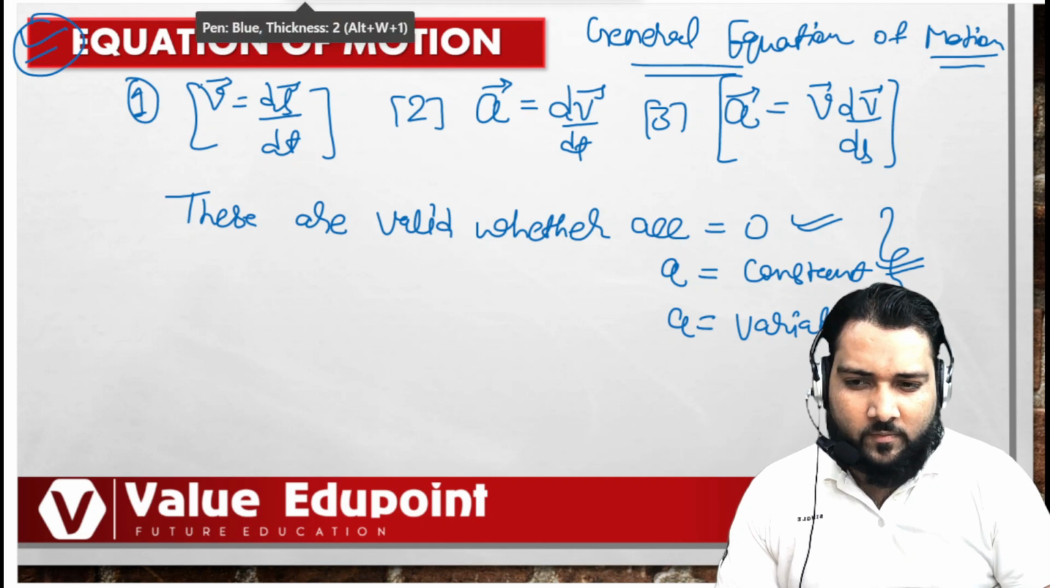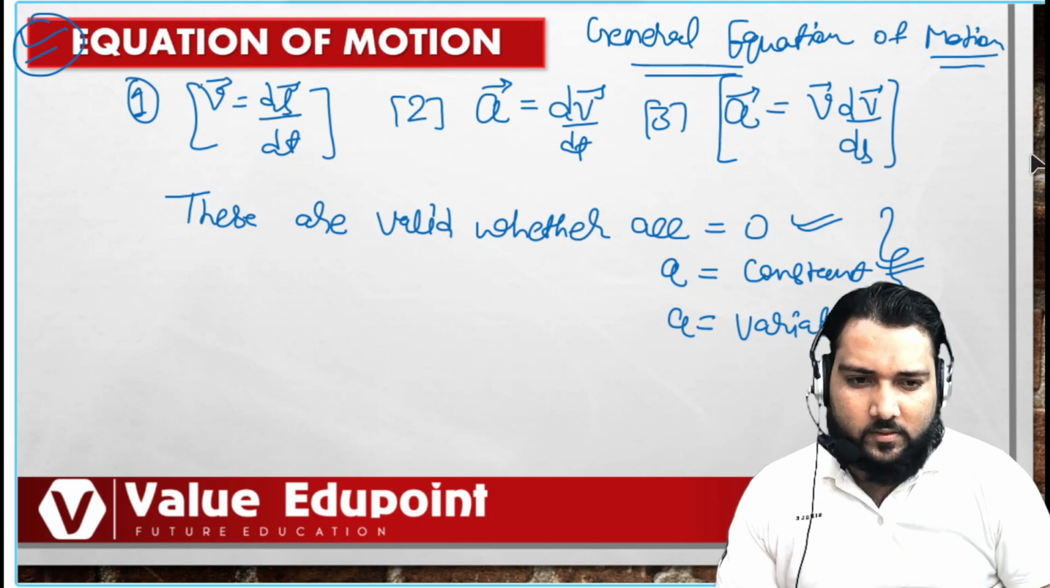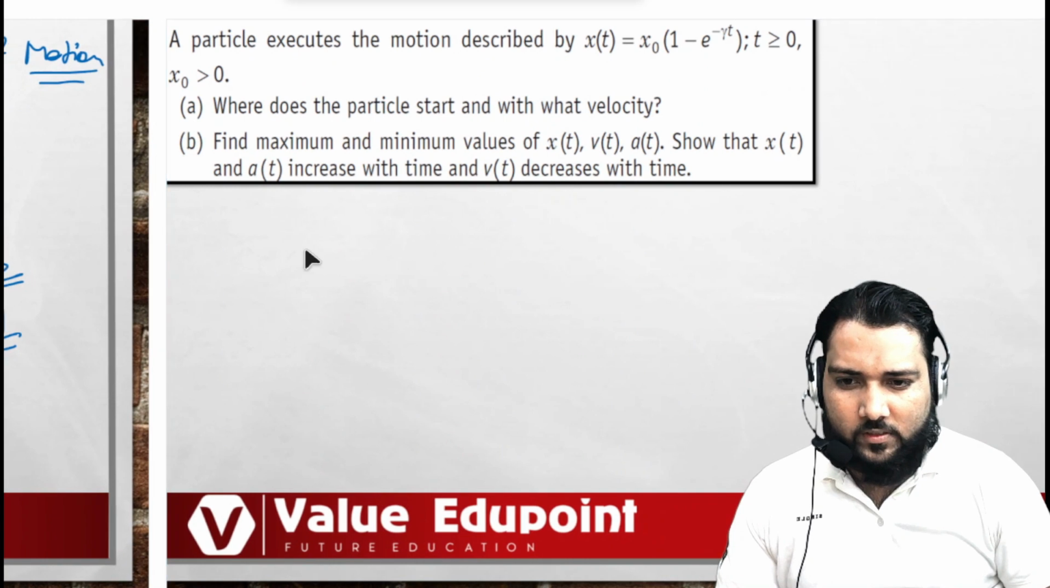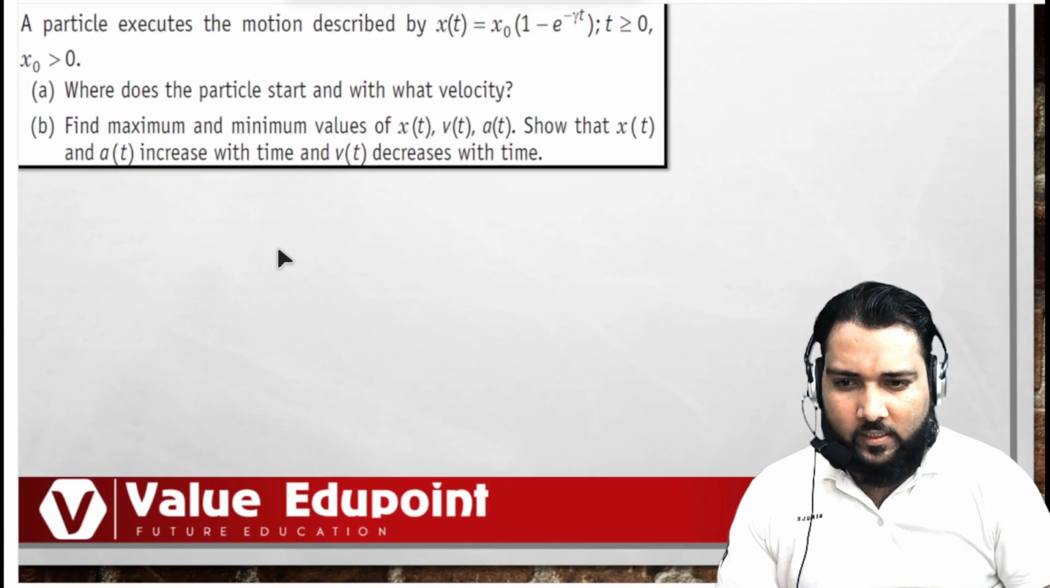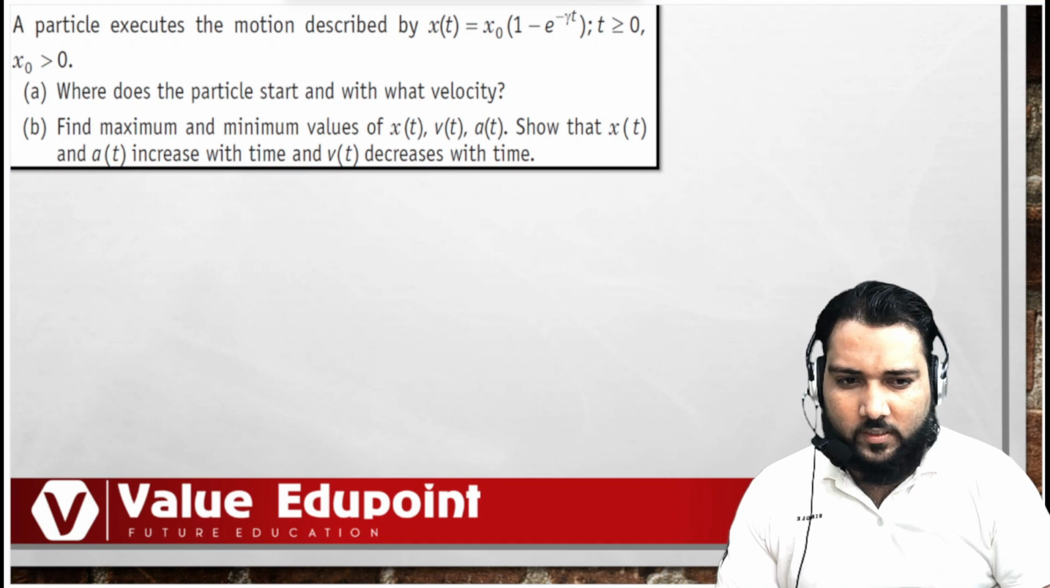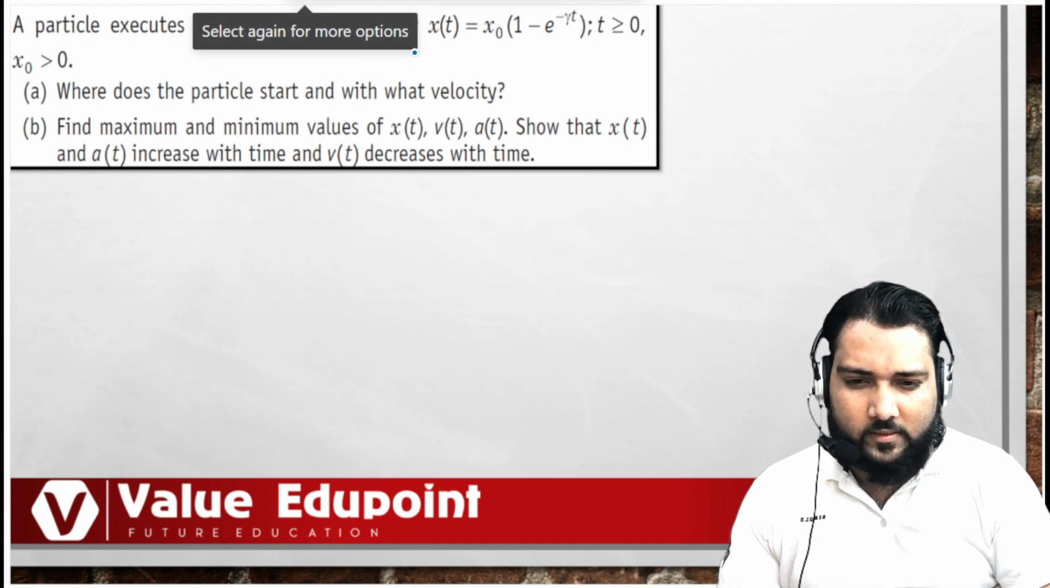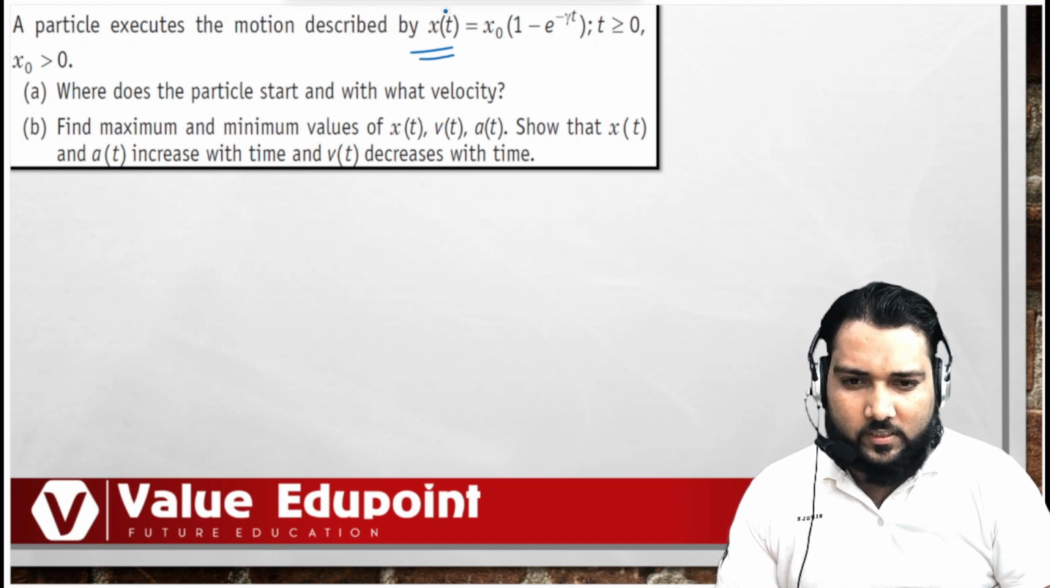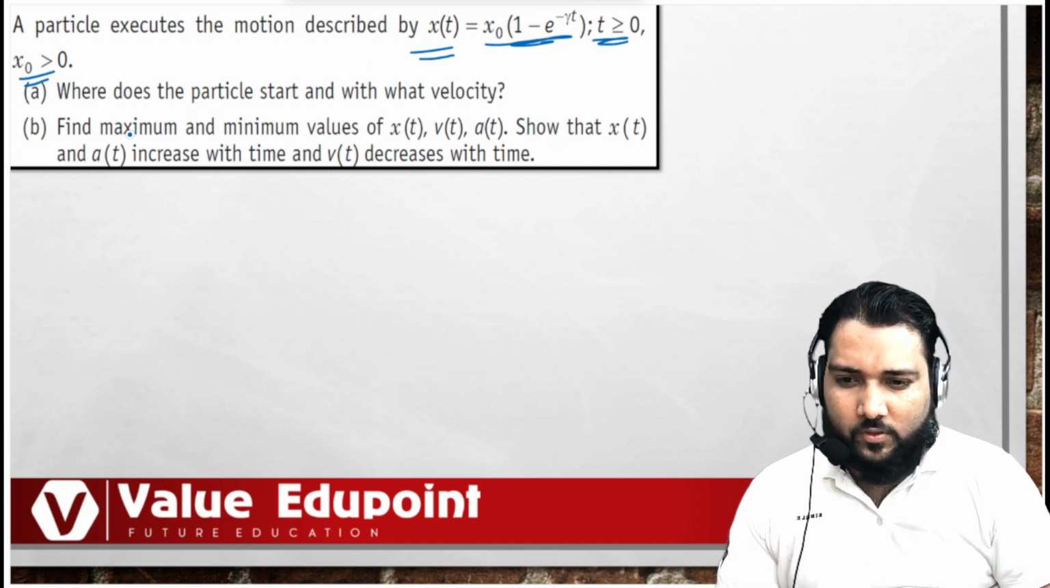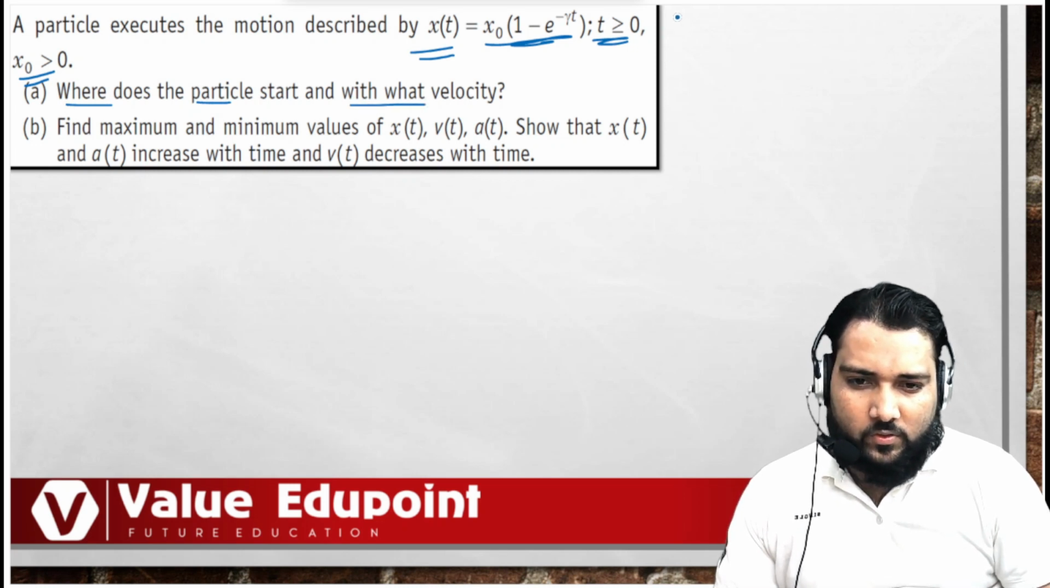So now guys, again we are going forward to solve the problems, so we can understand easily. Look at this, guys. Now a function x(t) is given, where t is greater than 0 and x naught is greater than 0. This x naught is a positive constant. The question is asking, where does the particle start and with what velocity?